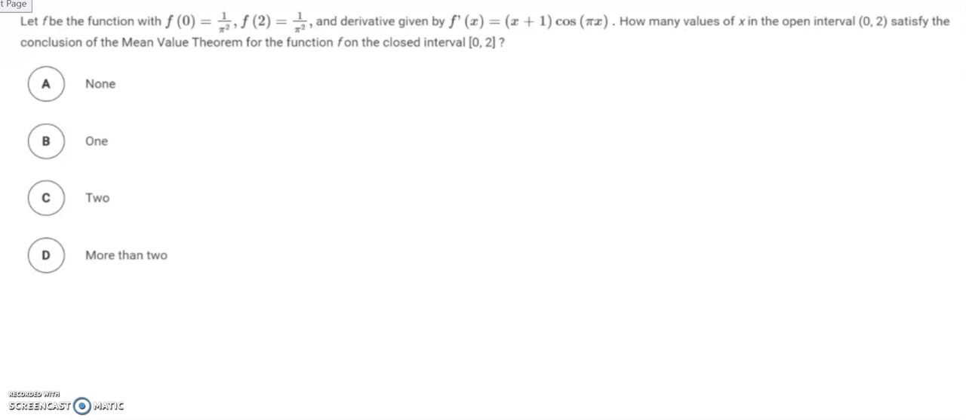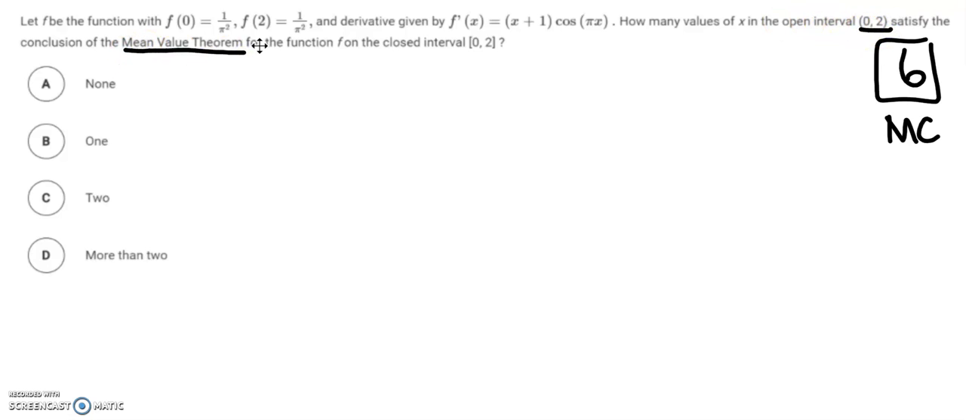All right, this is number 6 for one of the forms. I'm not sure if it's number 6 on all of them, but on your multiple choice part of your Unit 3 exam, let f be the function with f of 0 equal to 1 over pi squared and f of 2 equal to 1 over pi squared, and then we have this derivative. How many values of x in the open interval 0 to 2 satisfy the conclusion of the mean value theorem for the function on the closed interval 0 to 2?